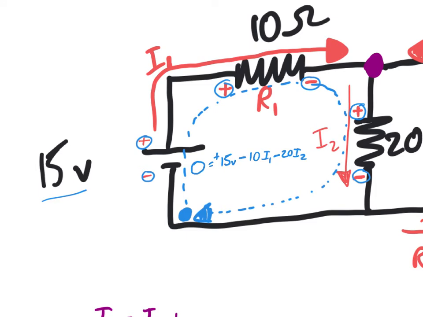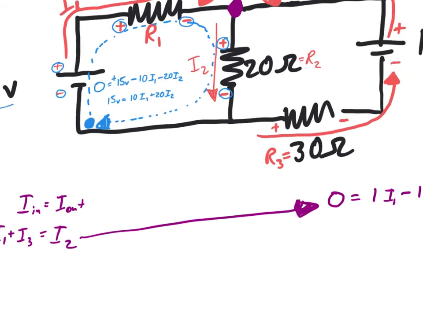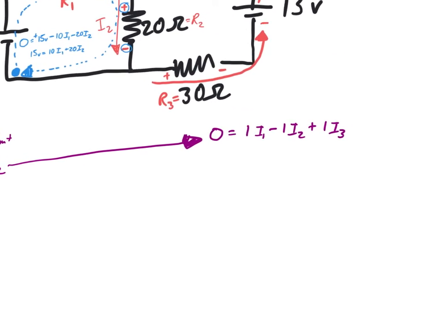This can be rearranged to be 15 volts is equal to 10I1 plus 20I2, which I'm going to rewrite underneath the purple as 15 volts is equal to 10I1 plus 20I2, and then there's no I3 in there, so 0 I3. Next loop.